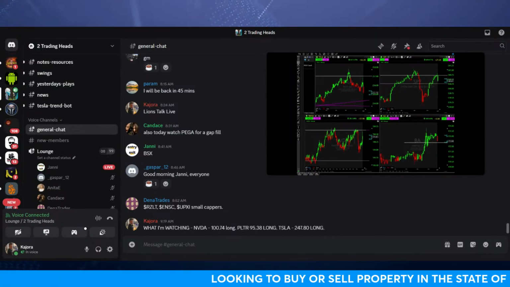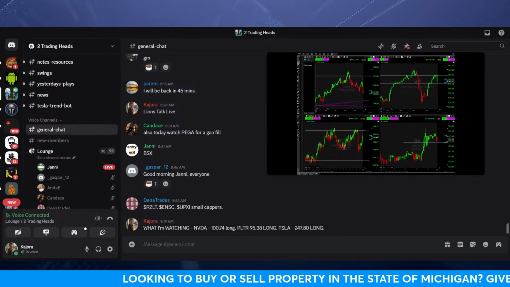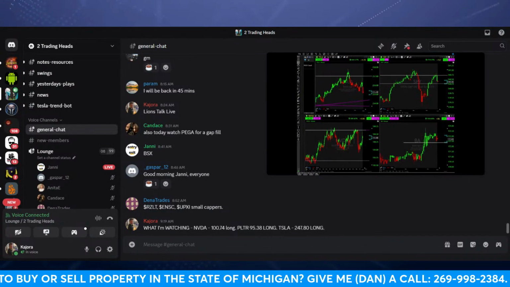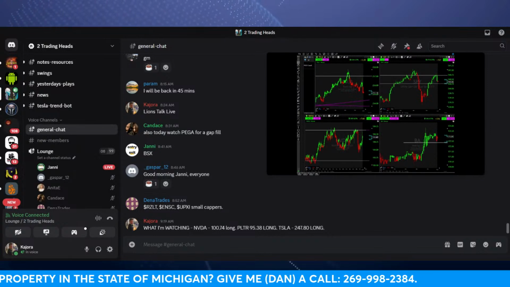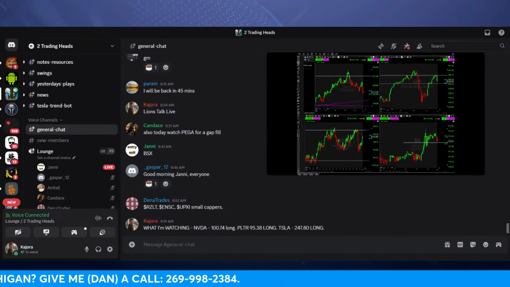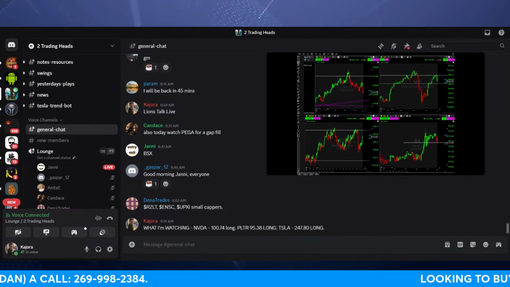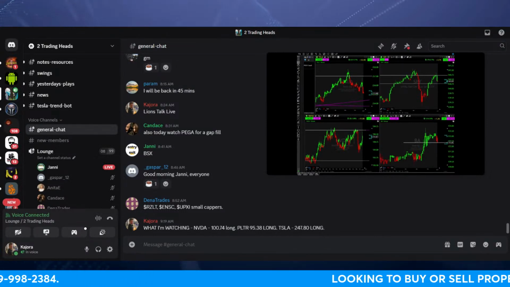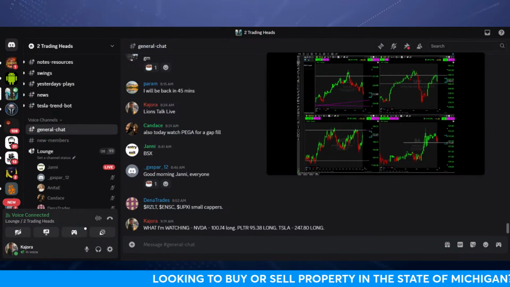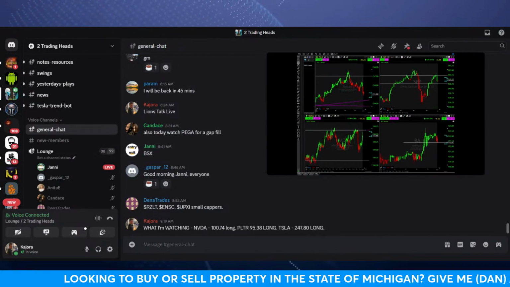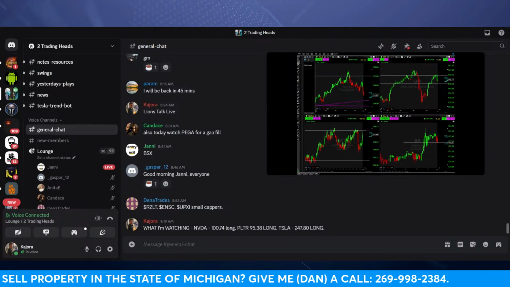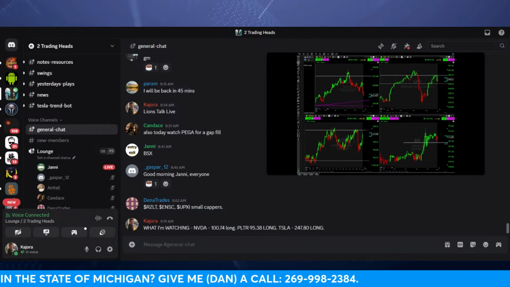GEV pushing over resistance right now. VRT trying to break over resistance as well. Careful with the spreads. Coin came up to resistance, doesn't want to push through. BA testing support line here.